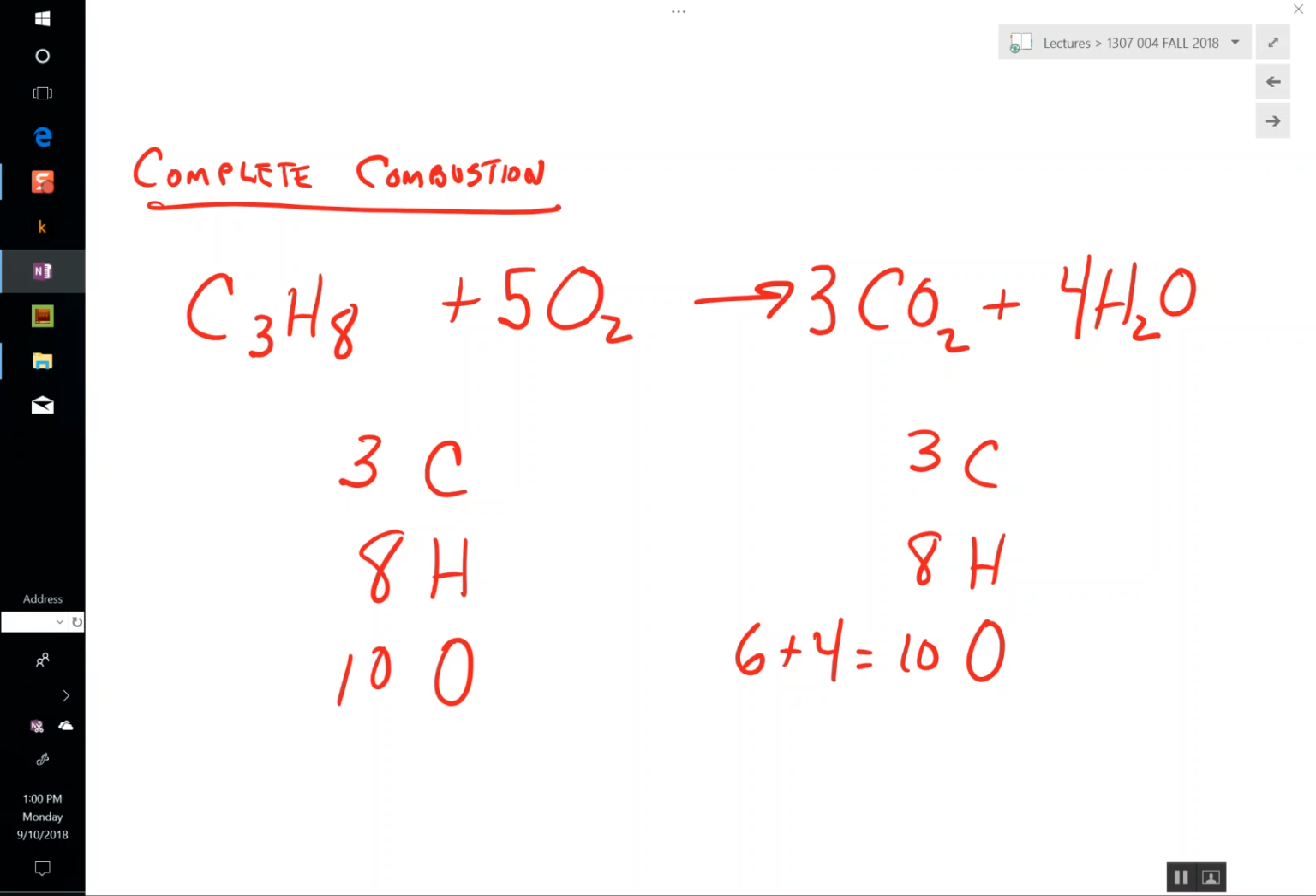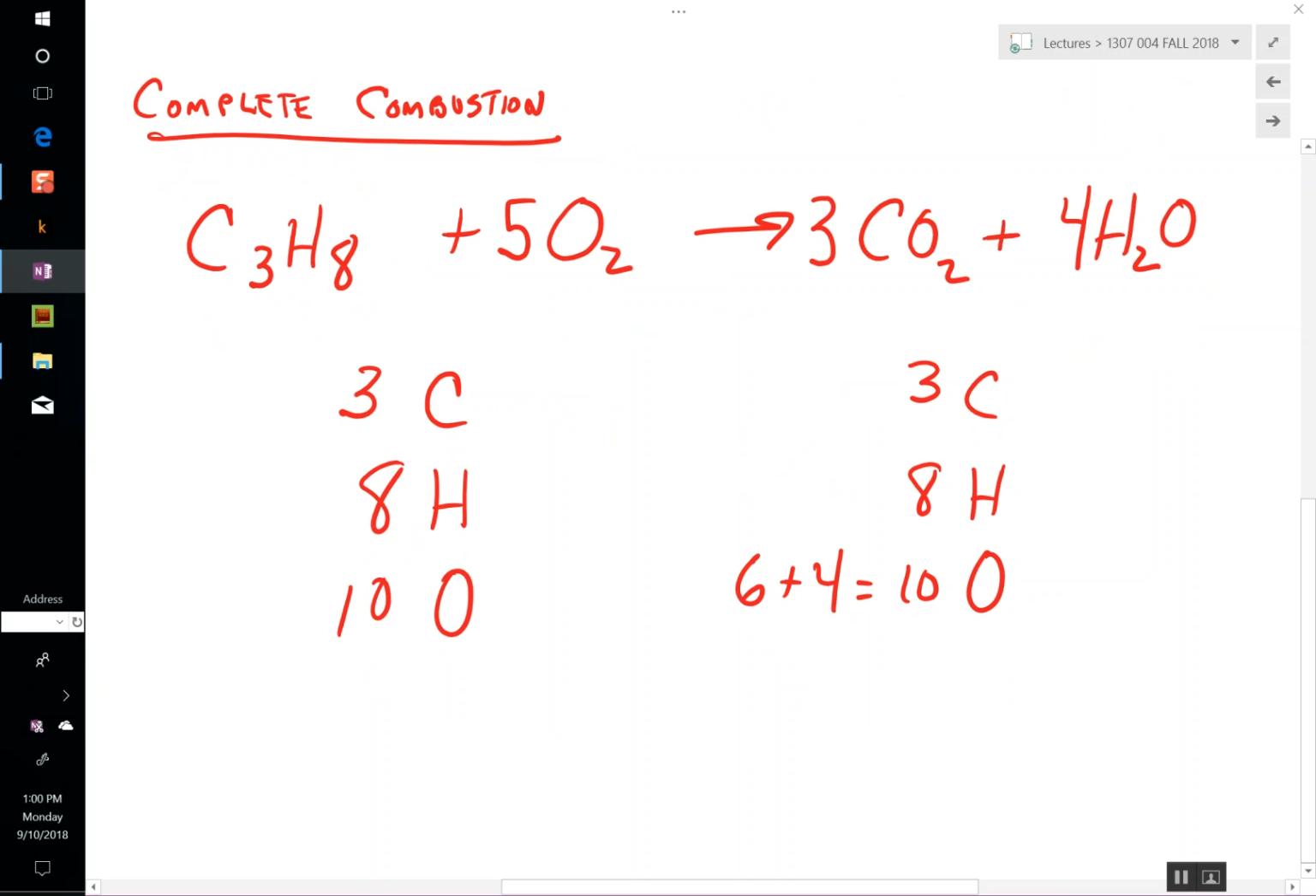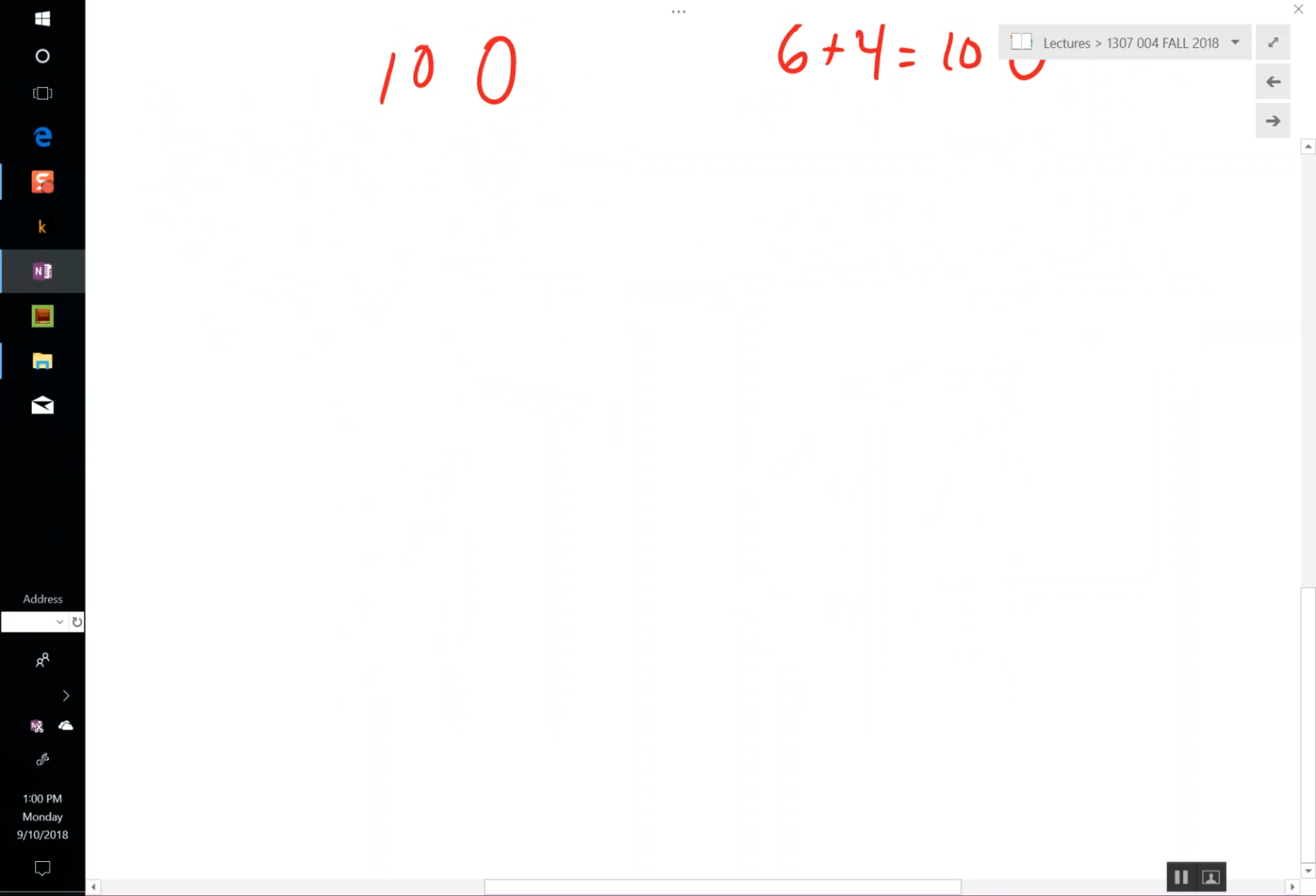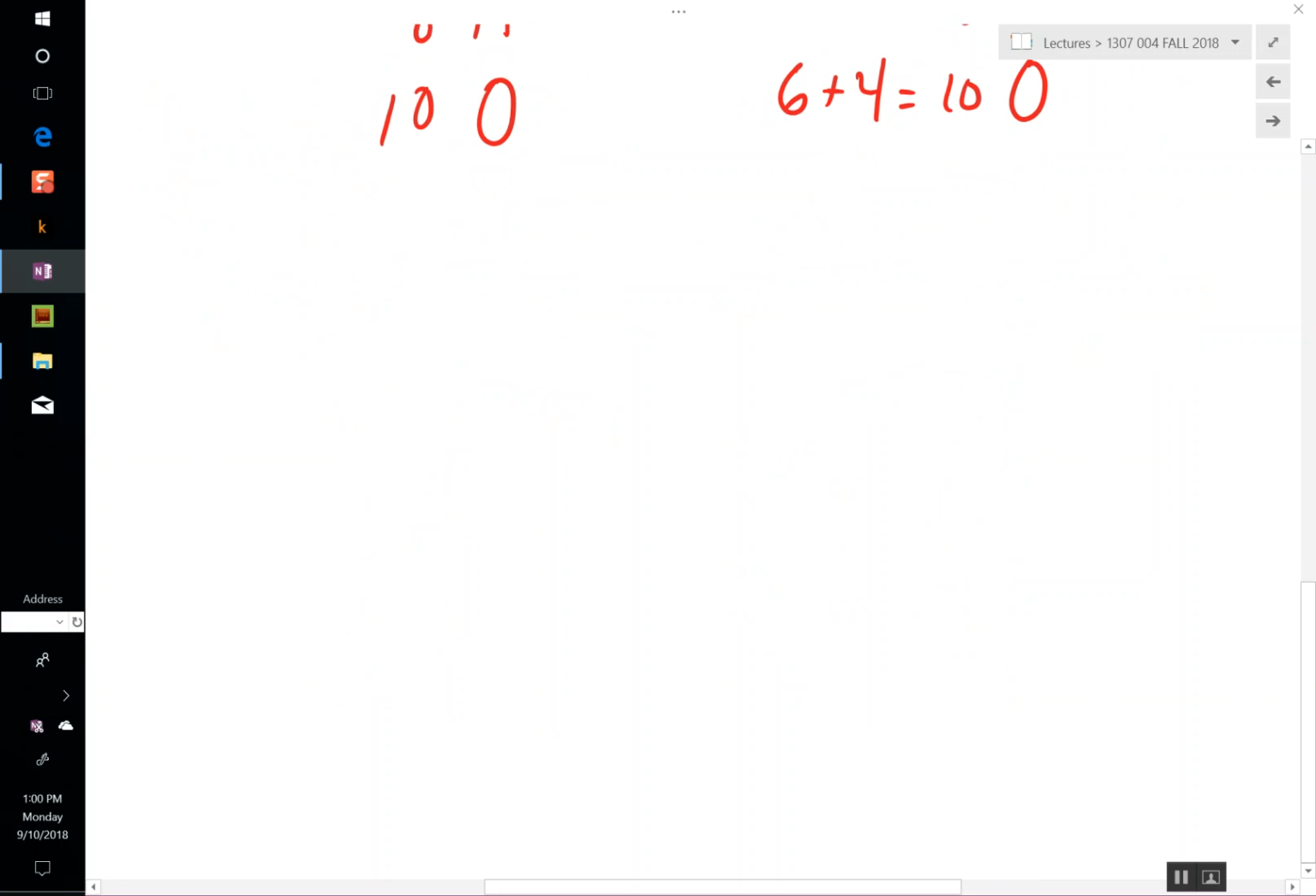Okay, let's do one more. Any questions on that one? Okay, you will have questions on this next one. This next one's a trick one. Let's do hexane. Complete combustion.